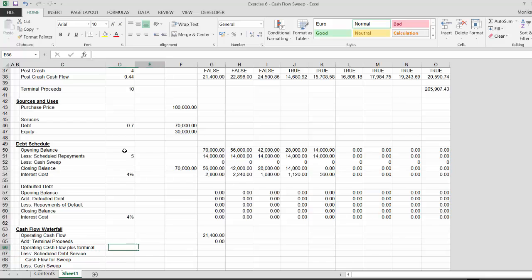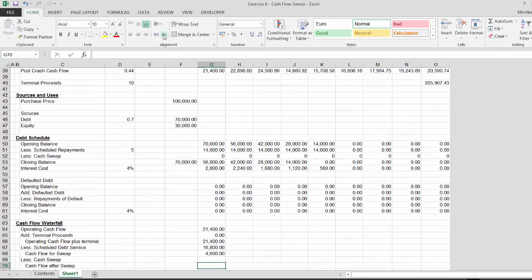Maybe I'm overdoing the subtotals, but what can I say? And then we can take our scheduled debt service, which is our scheduled repayment plus the interest. So in this scenario, we're just making it, which means we have cash flow that's available for a sweep.